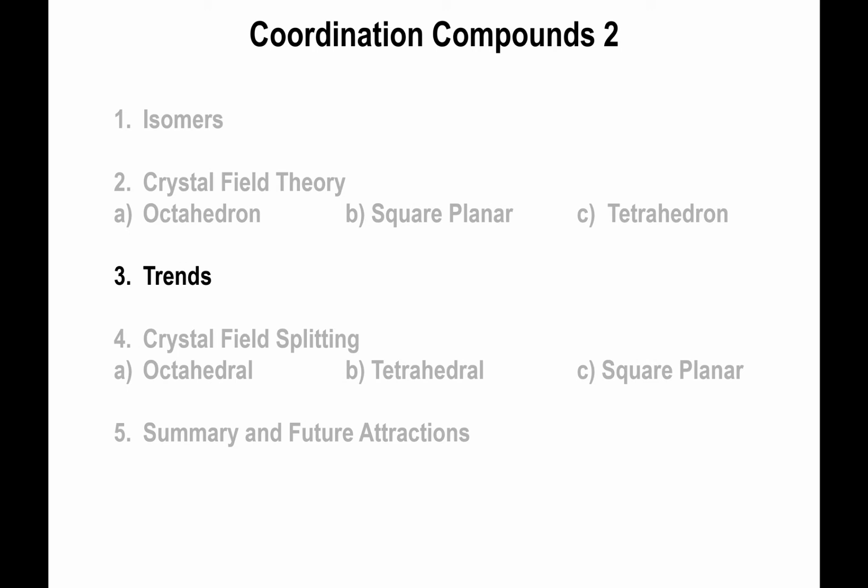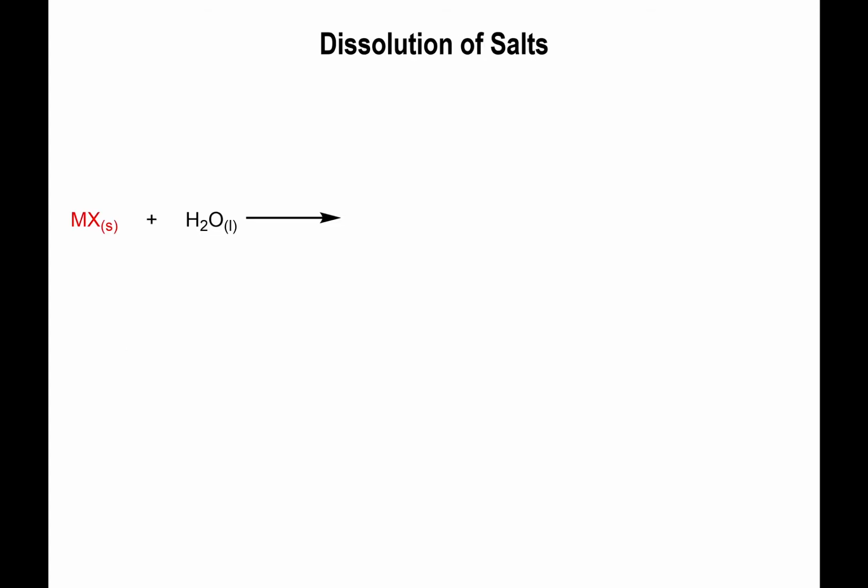Let's talk about trends. Now that we have a knowledge of the crystal field splitting for octahedral, square planar, and tetrahedral structures, now we get to see some interesting aspects of what happens when you have ligands such as water binding to your metal complexes.